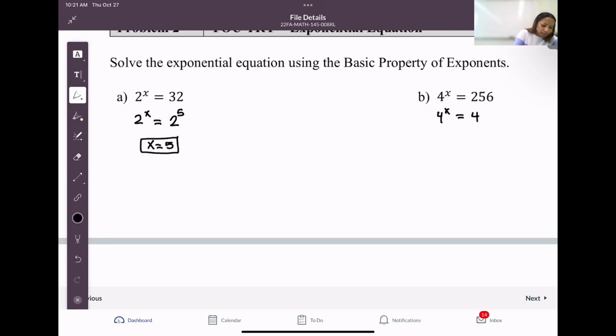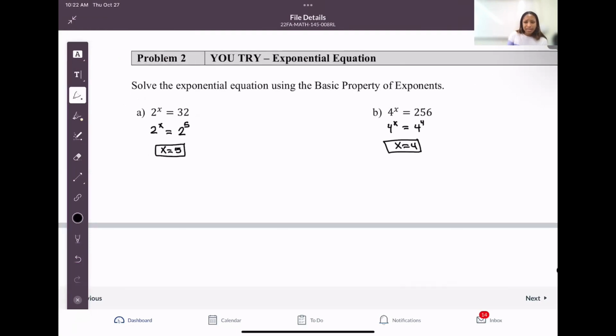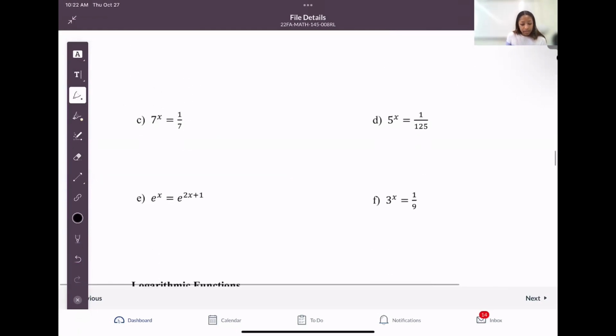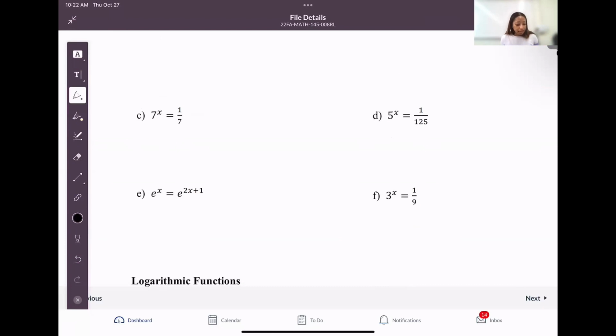Let me make sure that's right. 4 times 4 times 4 times 4. All right, yeah, 4 to the 4th power. So now since we have 4 to the x equals 4 to the 4, we know x has to be equal to 4. We use the same kind of technique for the rest of these, but also some of our other properties of exponents that we learned back in chapter 2.